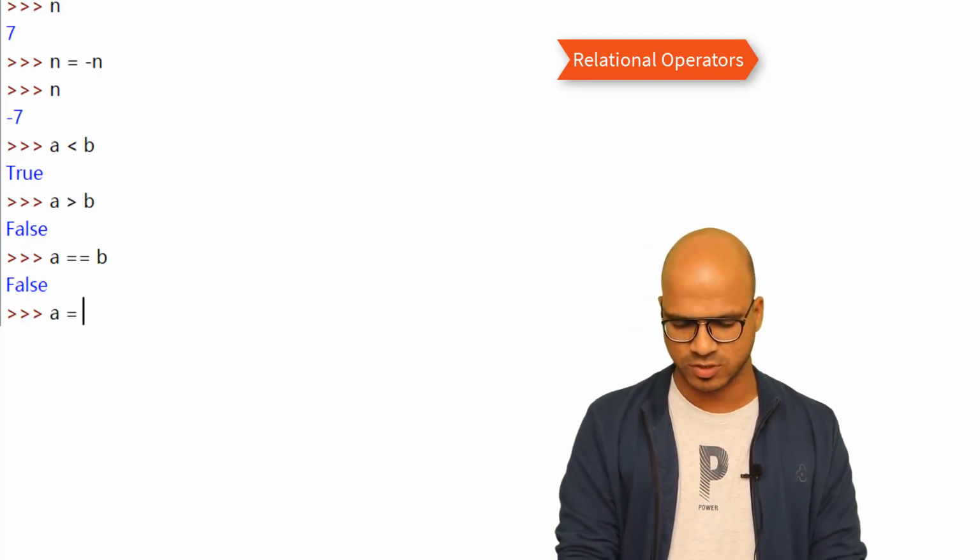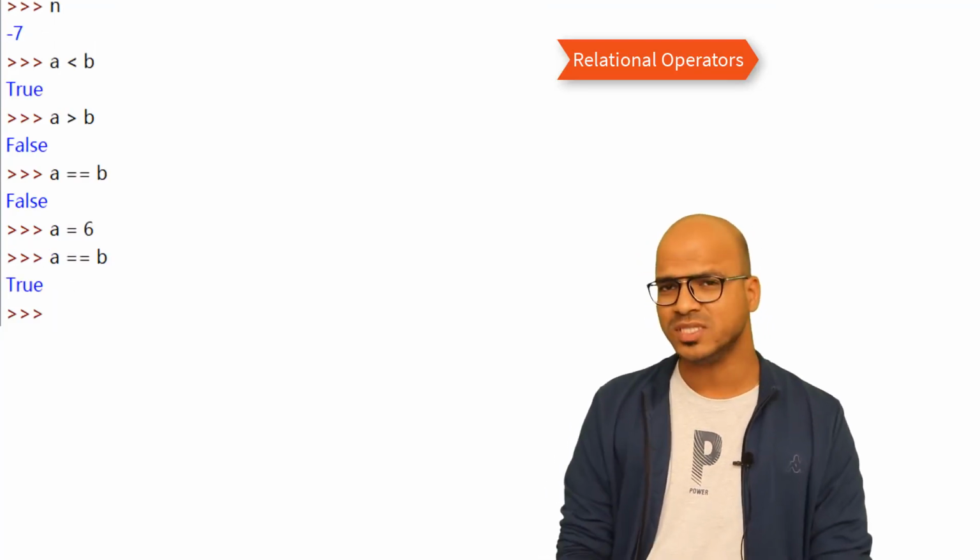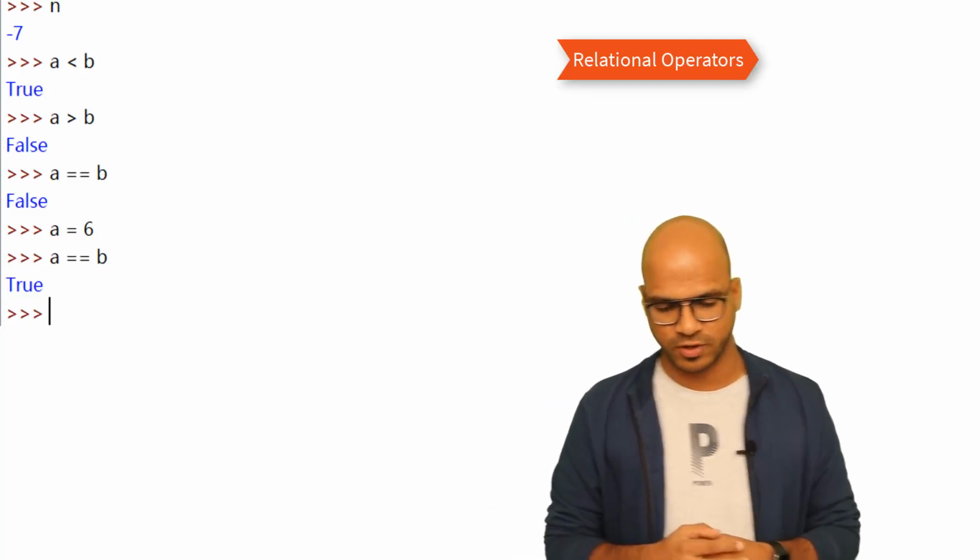Now in that case, let's change the value of a. I will say a is also 6. So now b is 6, a is 6. Let's perform the same operation. I will say a is equal to b, and you can see we got true. Now they are the same, right? So it will give you true.